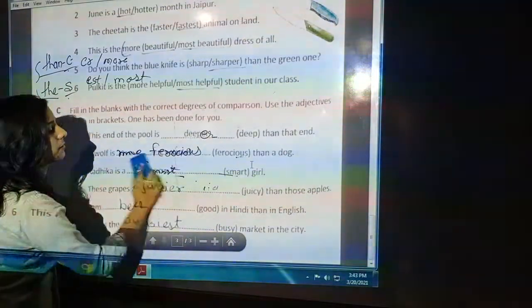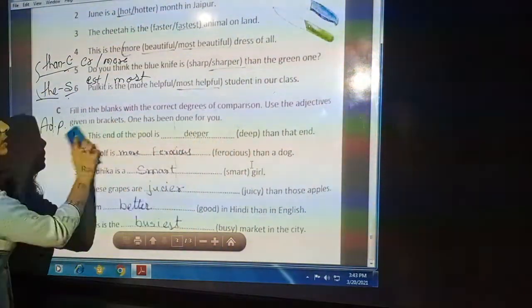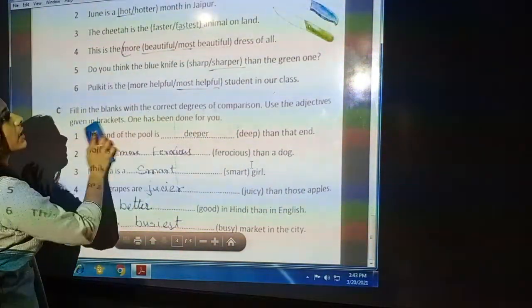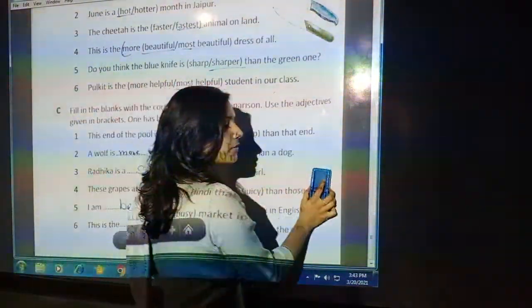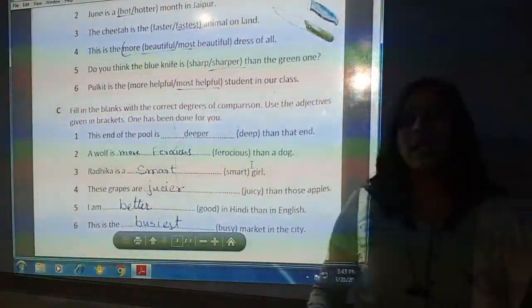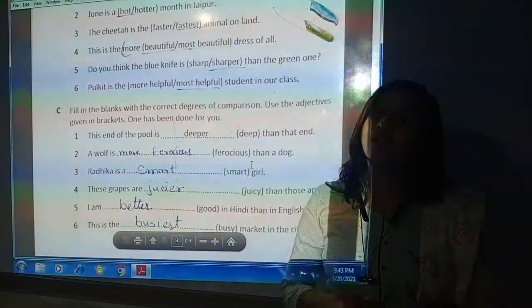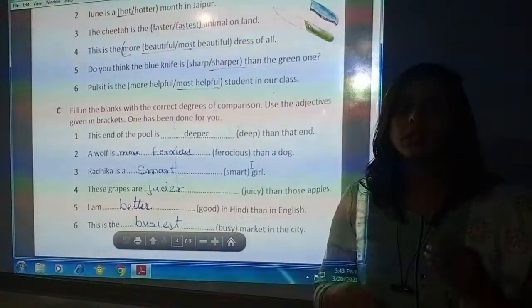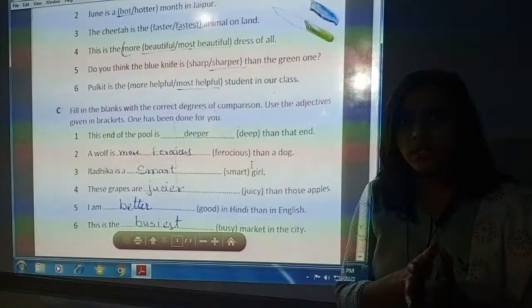With this, now the explanation of this chapter completes. We have completed the exercise of this chapter, and I hope that this explanation will be useful to you, and now I hope that you are able to understand this topic. What is degree of comparison? Let us revise it again.